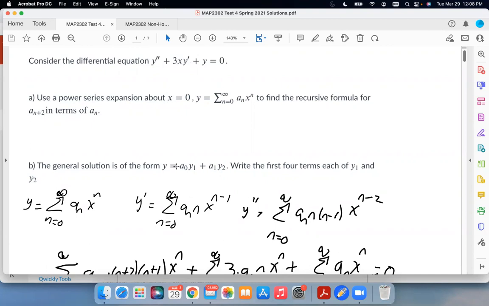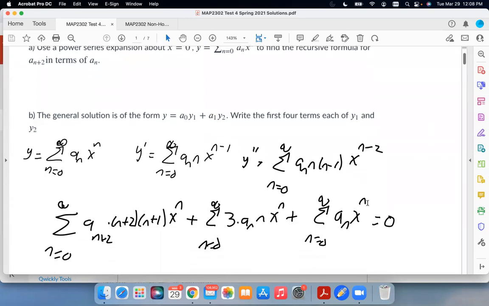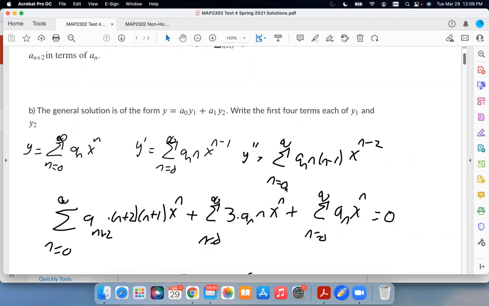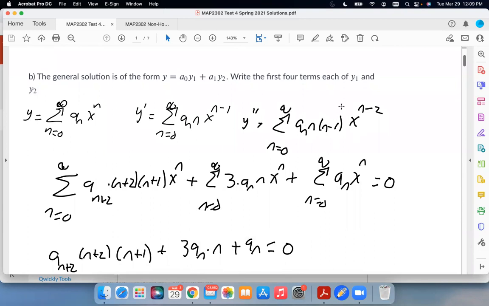Okay, y double prime, taking this guy's derivative, I'll get an n minus 1 down there, and the power will become n minus 2. And again, if I plug in n equals 0, I get 0. If I plug in n equals 1 right there, I get 0. I could, if I wanted to, start my counter here at 2, since the first terms were 0 anyways. So I'm going to change this to a 2.